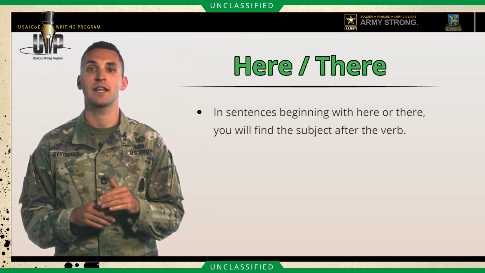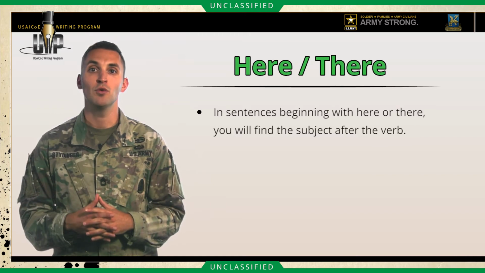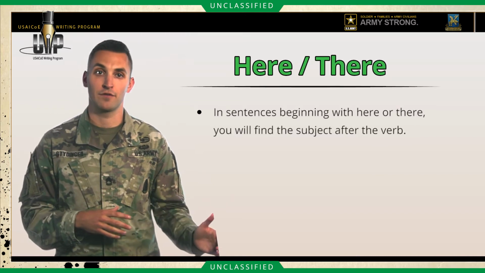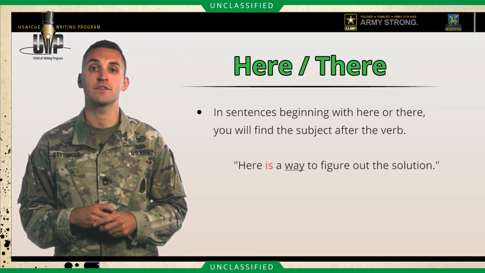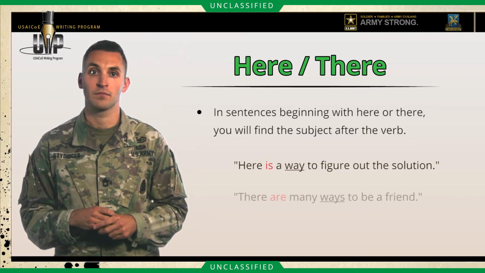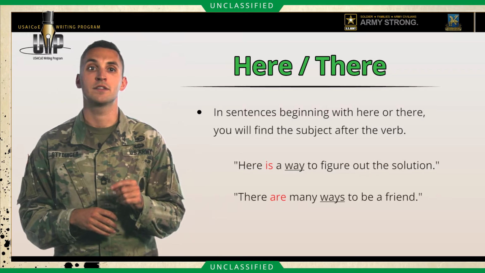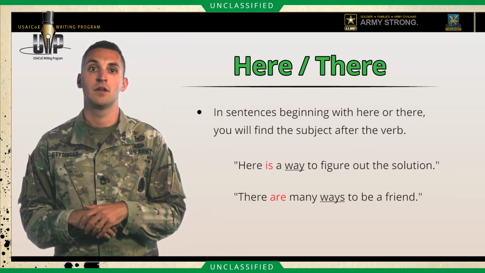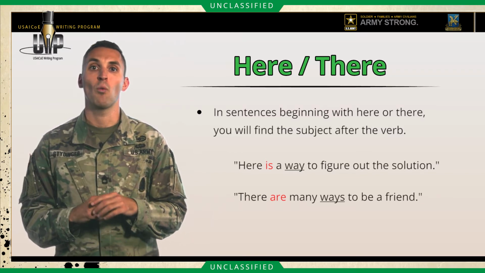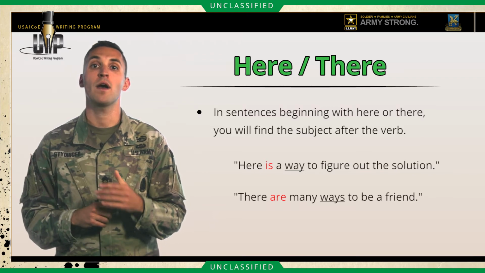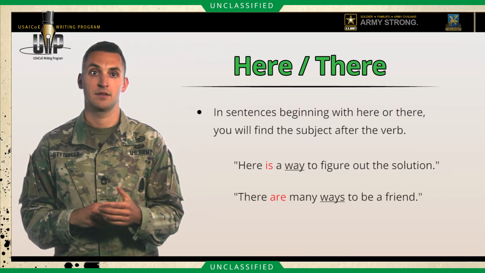In sentences beginning with here or there, you will find the subject after the verb. Here is a way to figure out the solution. There are many ways to be a friend. The subjects are way in the first sentence and ways in the second sentence.